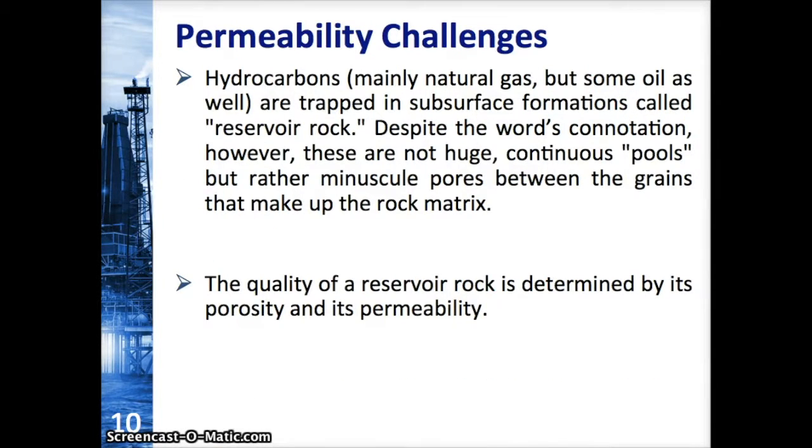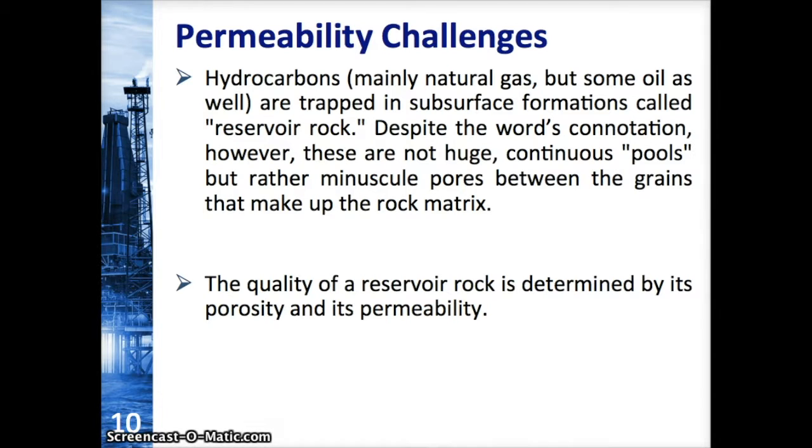So in the past couple of slides, I've been throwing around the two terms porosity and permeability. Before I can explain them, I want to ensure that we're all clear that there are no big vast swimming pools of liquid or gas in a reservoir. The oil and gas travels within small pores between the grains which make up the reservoir rock. The ability of the oil and gas to flow within the reservoir rock is dictated by its porosity and permeability.